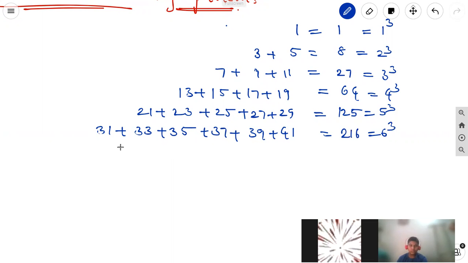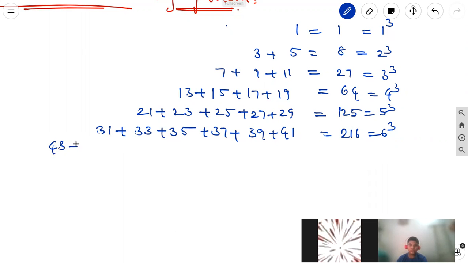We can just add it. 39 plus 31 is 70. This is 80. 70 plus 80 is 150, plus 66 is 216. Next, 41 is over here.